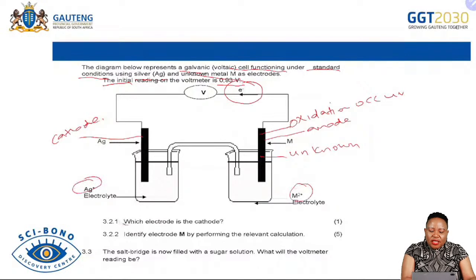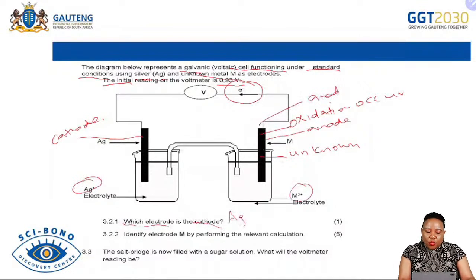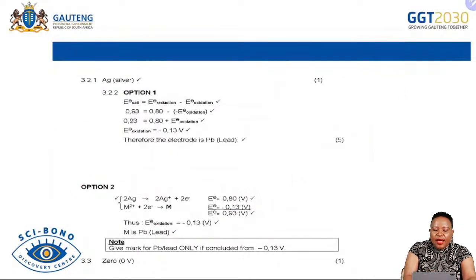Now they ask which electrode is the cathode. Obviously, because the electrons are moving from this side to this side, we know that they move from the anode to the cathode. So our silver, which is Ag, is our cathode. Identify metal M by referring to the calculation. So when we do calculations, we will look at the formula that we are going to use to calculate EMF, because we were provided EMF as 0.93. We know the half cell of silver is 0.93. We got it from the reduction potential table.